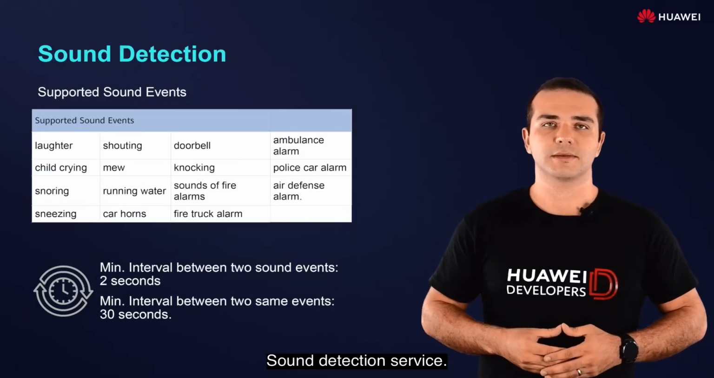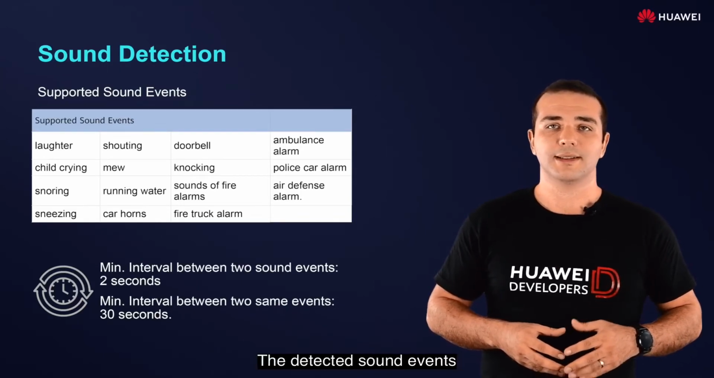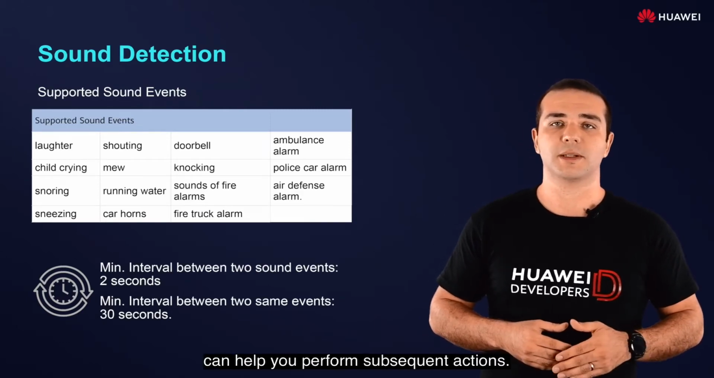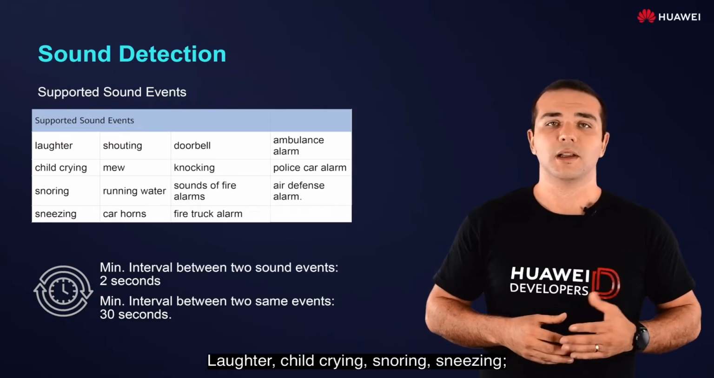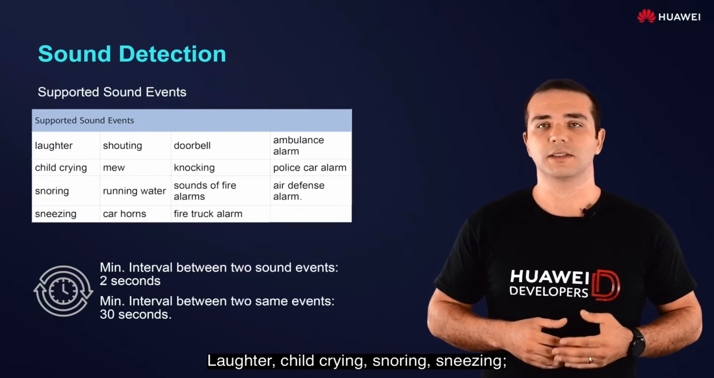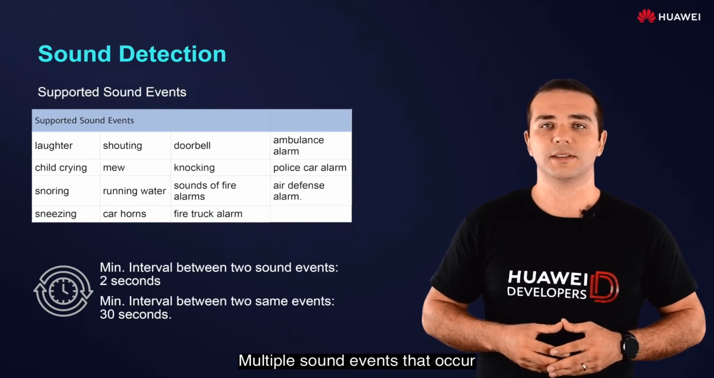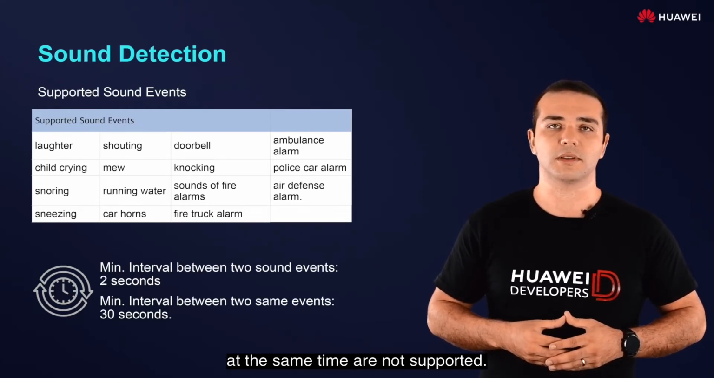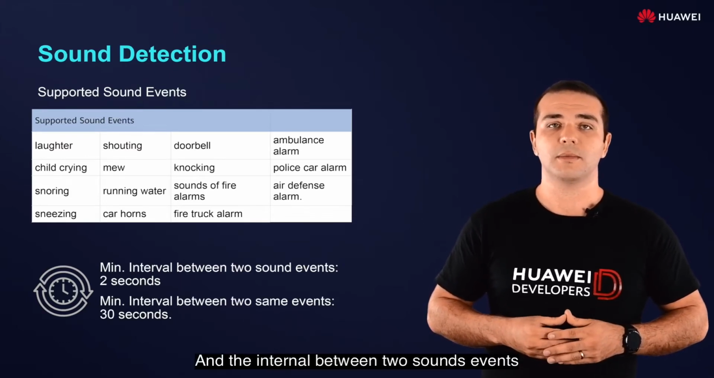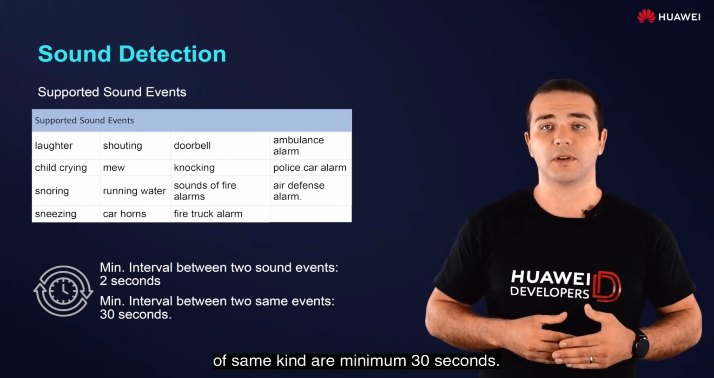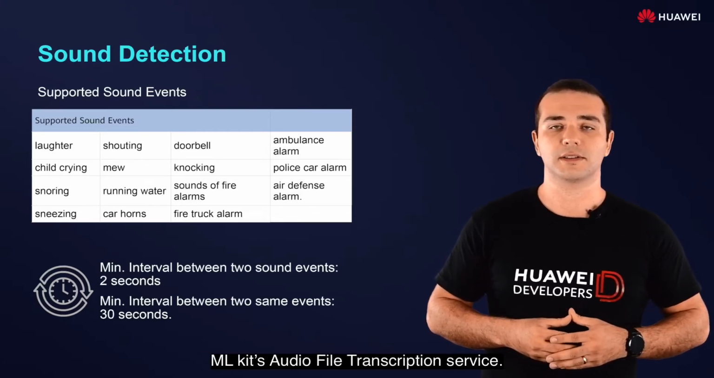Sound detection service. This service is able to detect sound events in real-time recording mode. The detected sound events can help you perform subsequent actions. Currently, the following types of sound events are supported, such as laughter, child crying, snoring, sneezing, or car horns, doorbell, or fire alarms. Multiple sound events that occur at the same time are not supported. However, the interval between 2 events are minimum 2 seconds, and the interval between 2 events of the same kind are minimum 30 seconds.